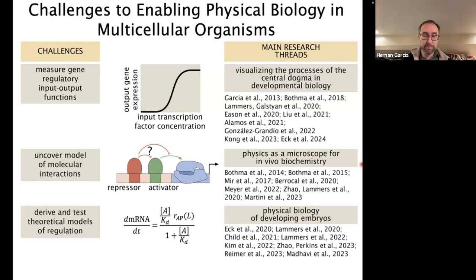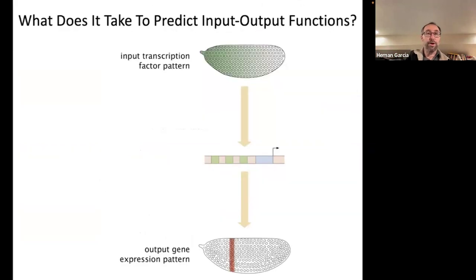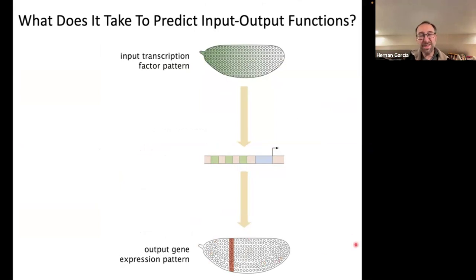And today, what I'm going to do is tell you about a story that will give you a glimpse of how each one of these works in the service of realizing physical biology of developing embryos. Specifically, what I want to do today is to figure out what it is that I need to know in order to be able to predict this input-output function. So the input concentration of transcription factor together with the arrangement of binding sites on the DNA dictates the output level of gene expression. And already you see that maybe this cartoon is a little bit too simplistic.